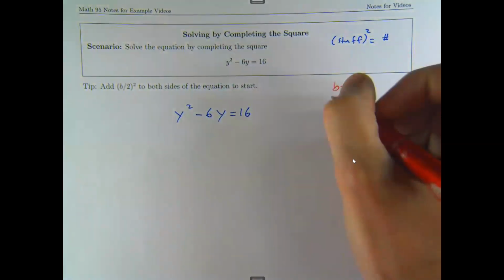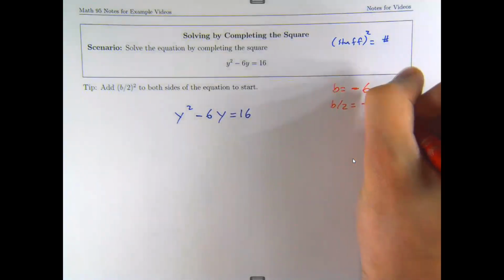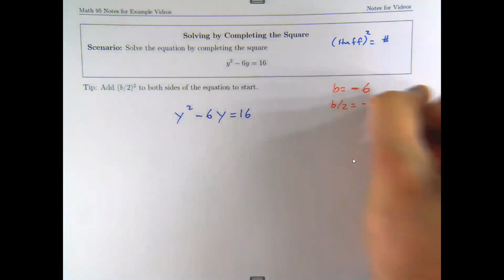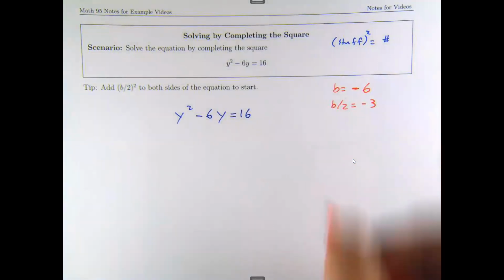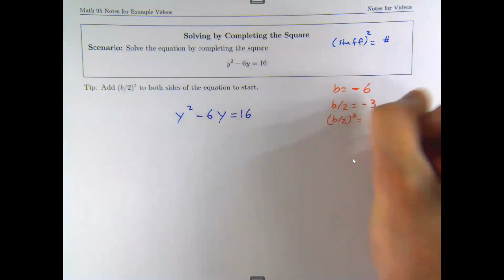I'm going to figure out what half of that number is, so I'm going to divide that by 2. Negative 6 divided by 2 is negative 3. And then I'm going to square that thing. So negative times a negative is going to make this positive. A 3 times a 3 is going to make that a 9.